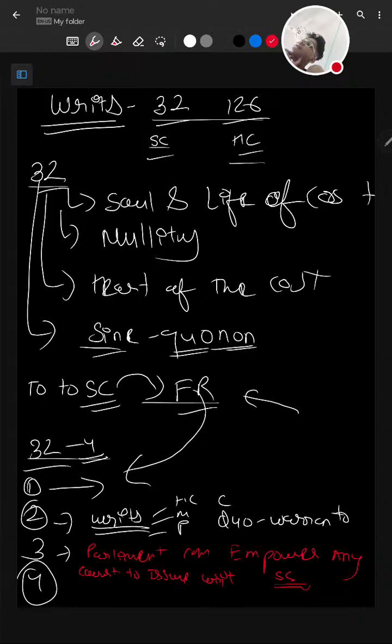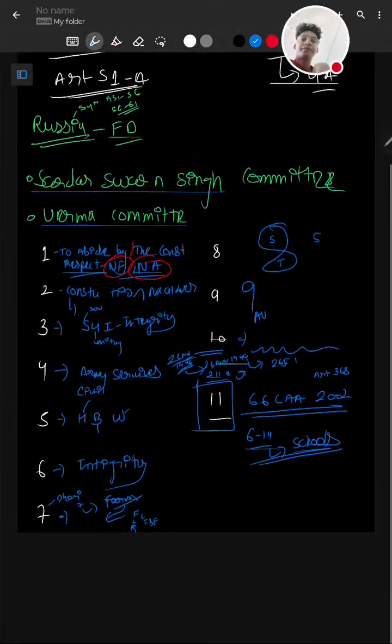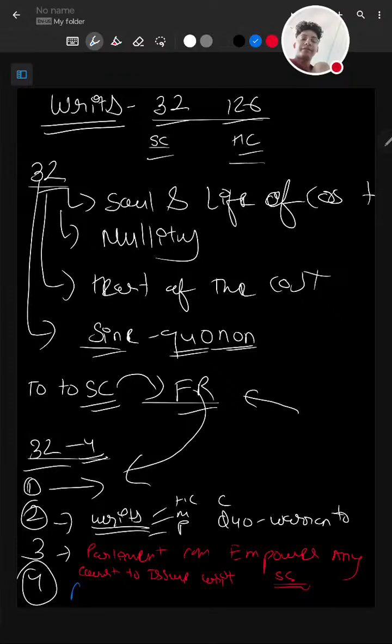Next one is that the right to move to the Supreme Court shall not be suspended. As I told you, this was in Part 4. Here, the right to go to the Supreme Court. Now, going on to these writs, which are very important and very frequently asked in the exam.